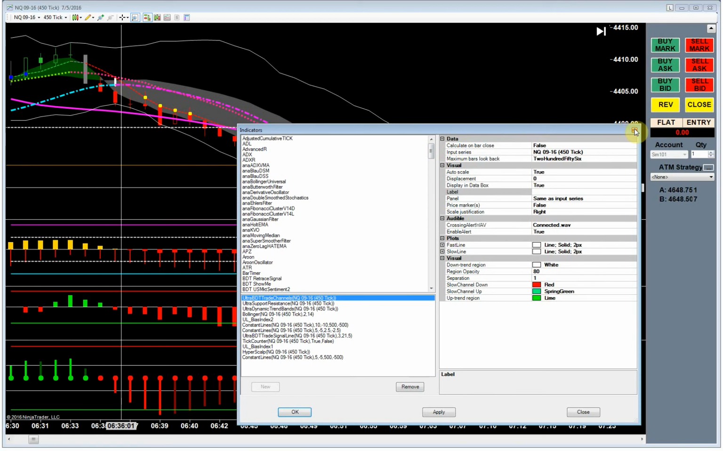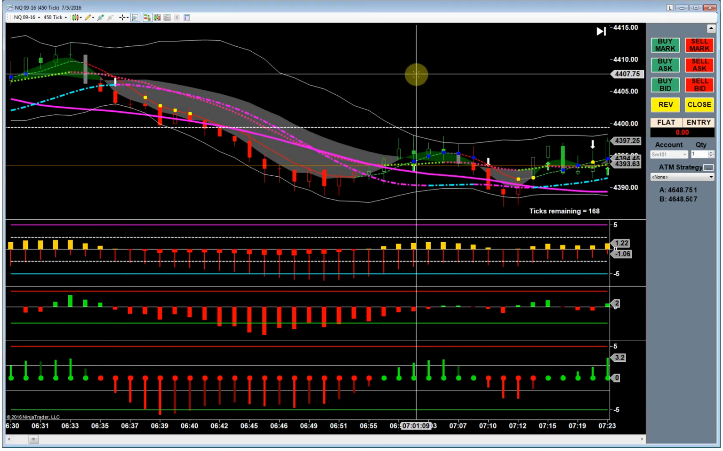But again, I'm very familiar with almost all these indicators, so when I show you what I've built, you've got to understand I know about these other indicators. I know what they do. I'm very familiar with them.